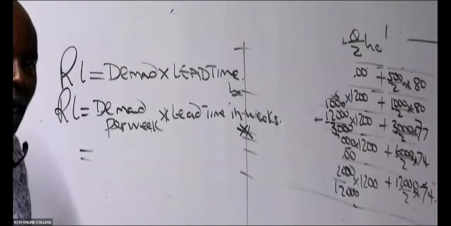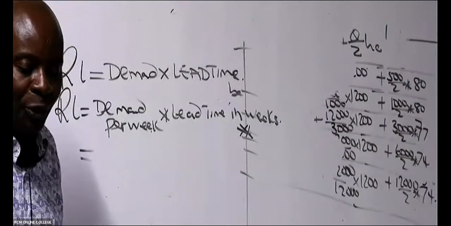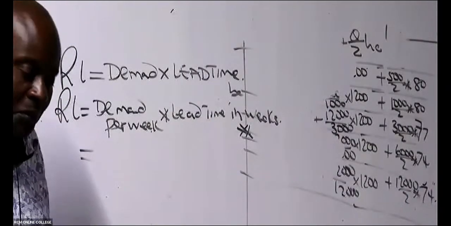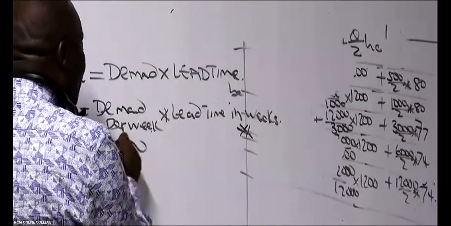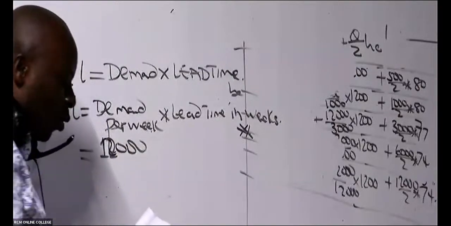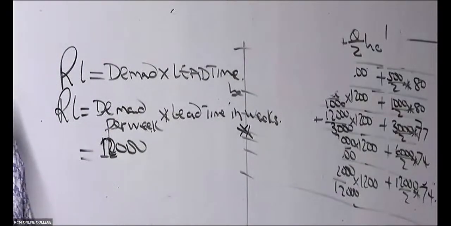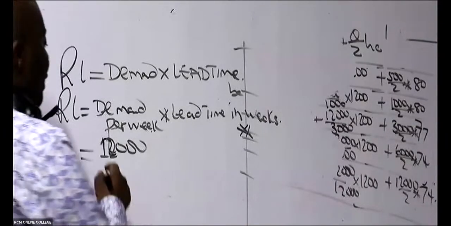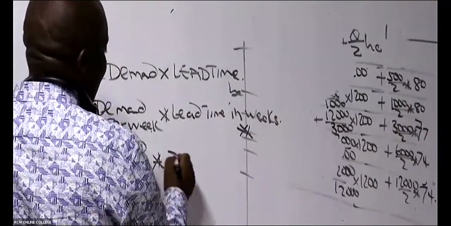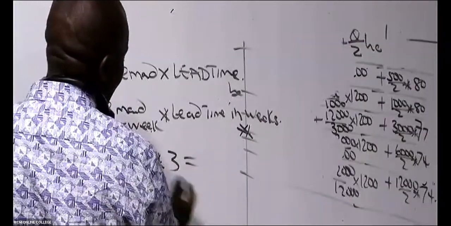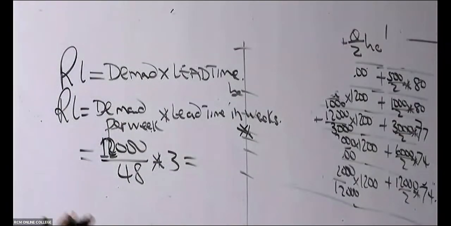Are you able to remember the annual demand? 12,000. Do we know how many weeks make a whole year? From note number 6, they are 48. So to get demand per week, divide this by 48, times the lead time, in this case 3 weeks. So are you able to give us this reorder level, that amount that you must set aside?